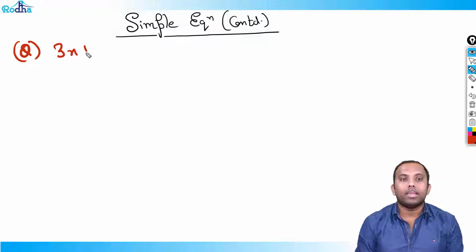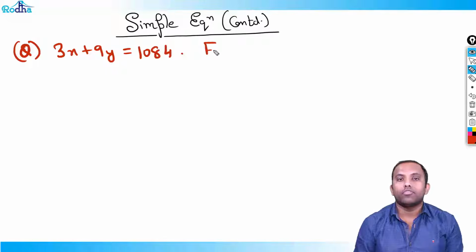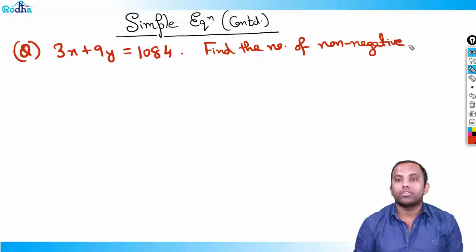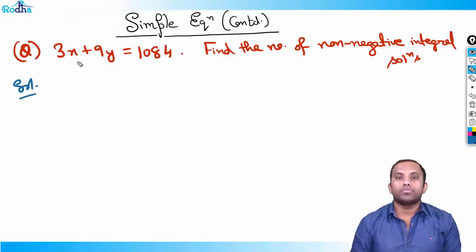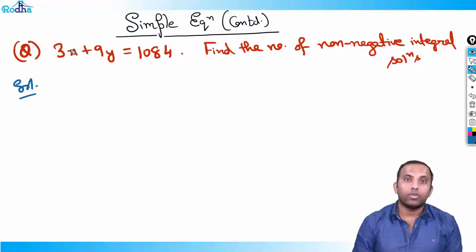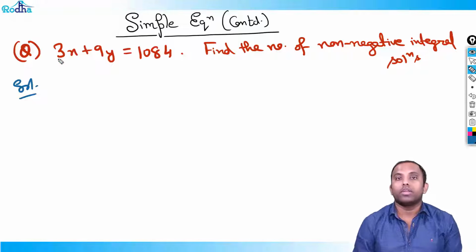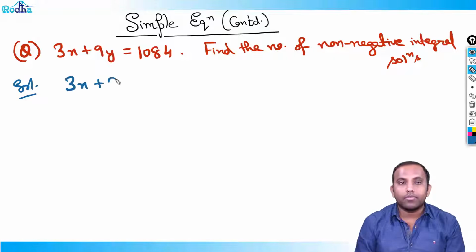If the question is like 3x plus 9y is equal to 1084, find the number of non-negative integral solutions. Now, I'm sure if I give 5 minutes to you to solve this question, you start solving it, right? But I don't want you to solve this question. Observational eye always open. 3x plus 9y is equal to 1084.